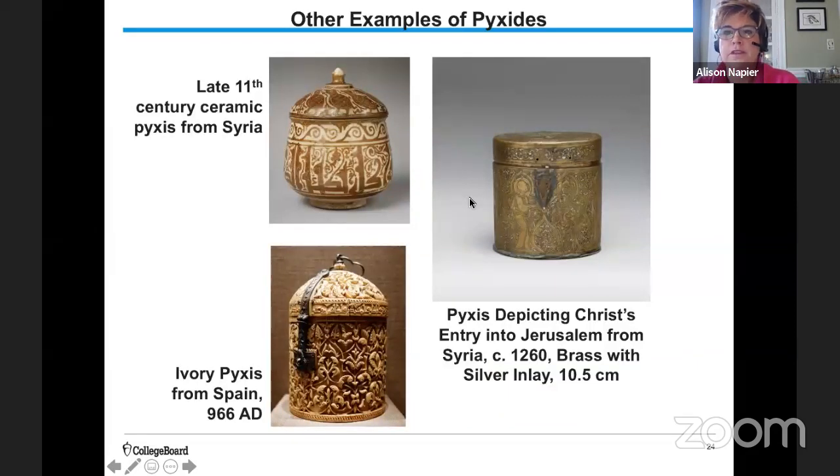Other examples of pyxides, that is the plural form, were coming out of Syria in ceramic form. So these aren't always ivory objects, and they can have different forms depending on where they're being produced. There was a huge ivory carving workshop in Al-Andalus, or Islamic Spain. So we get a lot of them coming from the Umayyad court made from ivory, but other Islamic dynasties and courts were producing them, as you can see, in ceramic or even in bronze with silver inlay.